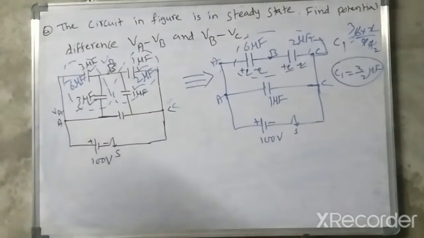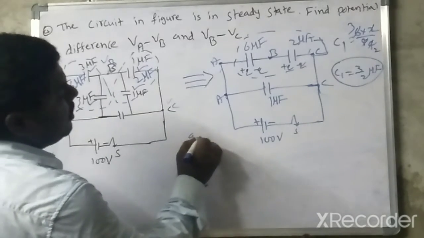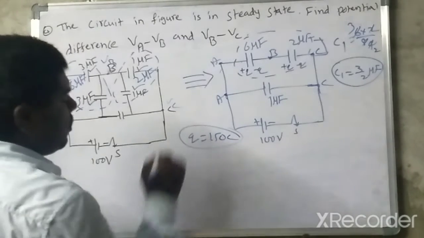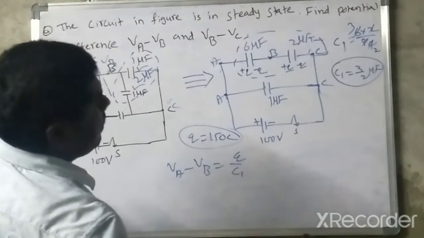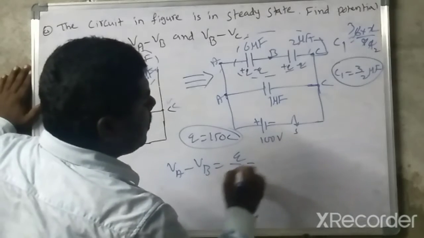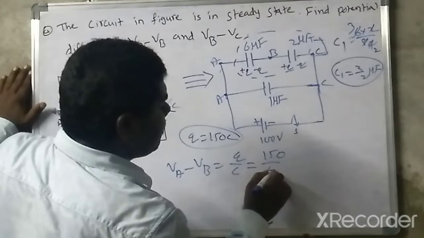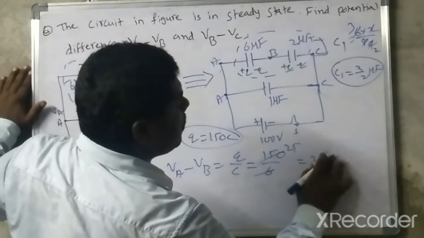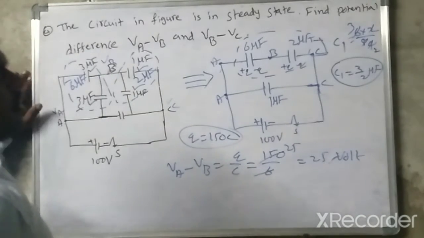Here we already know the charge. The charge Q is equal to 150 coulomb. So VA minus VB is nothing but Q upon C1. Sorry, C. The C is nothing but 6. So here Q is nothing but 150 by 6, which is equal to 25 volt. So between VA and VB, it is 25 volt.